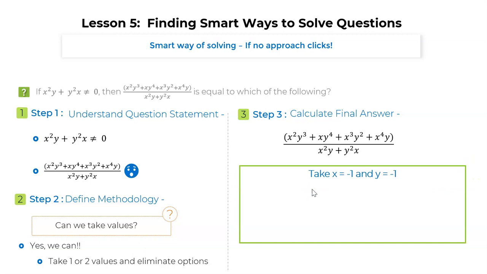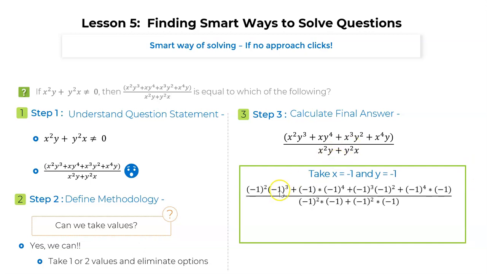So you take minus 1, minus 1, you place minus 1 in the expression. Again, the expression looks slightly big, but you can do it mentally also. So if you put minus 1, x square would give you a positive value, y cube would be minus 1. Here x would be minus 1, y to the power 4 will be positive. Here x cube will be negative, y square will be positive, and so on and so forth. And once you solve it, you'll get something like this.